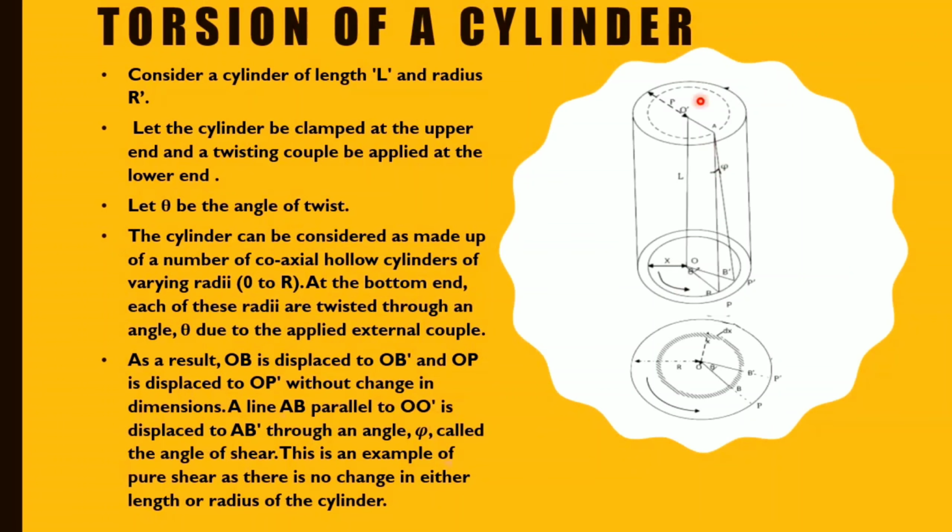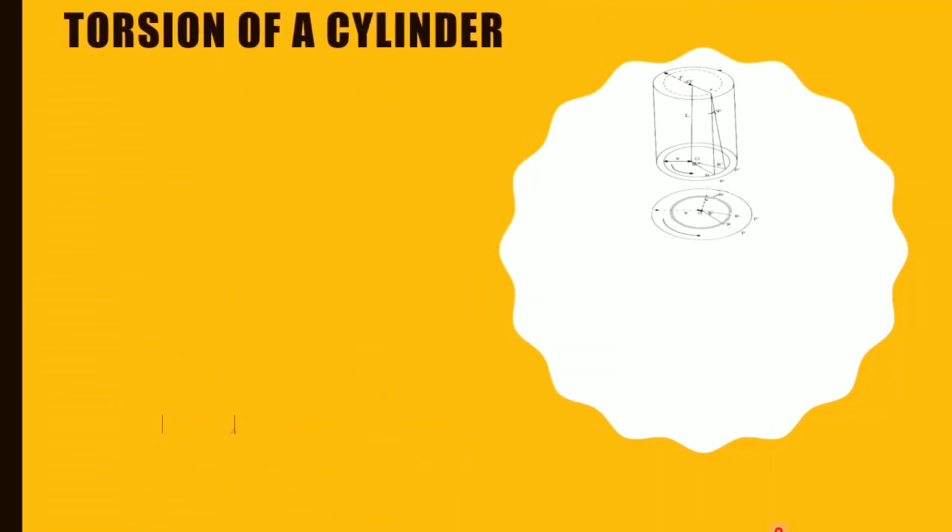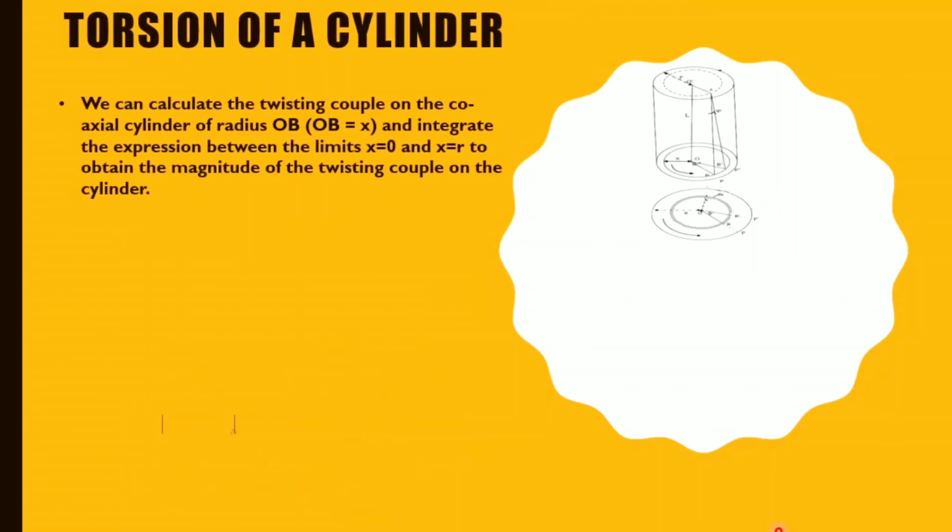Now this is an example of pure shear. Why is this an example of pure shear? Because there is no change in the length and in the radius. Now let's move on to the derivation portion. We can calculate the twisting couple on the coaxial cylinder of radius OB equal to x. So this is our OB, which is equal to x, and at the last we will integrate from 0 to R. So we will see that.